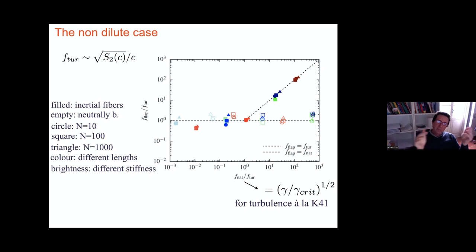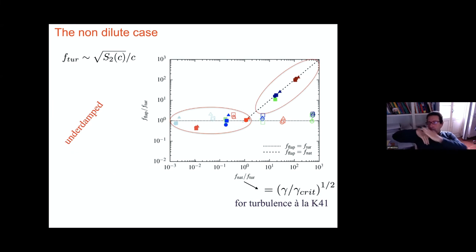If you do that, what you have essentially is a nice data collapse. We tried many different combinations: different numbers of fibers, different lengths of fiber, different stiffness, and different inertia. We put all together, and here different symbols mean different properties of the fiber according to what I mentioned. You see that there is a flat region and an inclined slope, exactly as before. This corresponds to the underdamped region. The flat one is the region where the fiber is slaved to turbulent fluctuations, while the slope is associated to the elastic response, the oscillation with the natural frequency of the fiber.